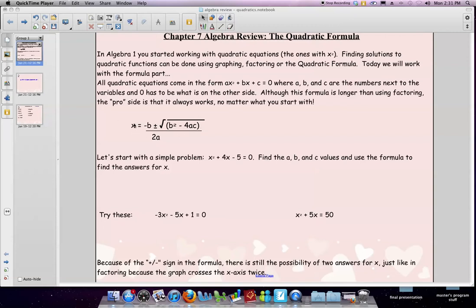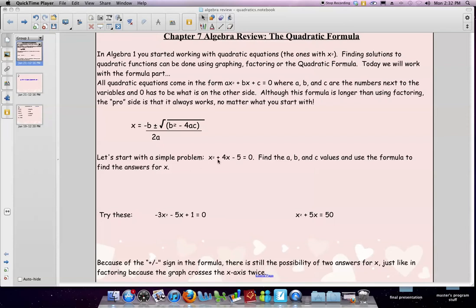The formula looks like this: in order to find the x, you take the opposite of your b value. That means the opposite of whatever value is next to the x. Then you put plus or minus, and then a square root sign. Inside the square root sign, you put b squared, so your b value squared, minus 4, the 4 will always be there, times your a value, which is the number next to your x squared, times the c value, which is your plain number. And then you divide all of that by 2 times the value of a.